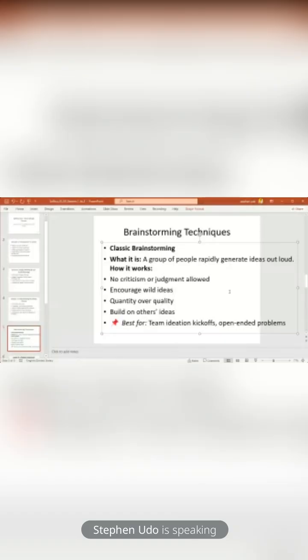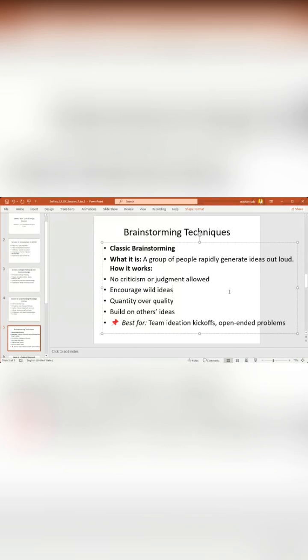It encourages wide ideas, quantity over quality, and building on others' ideas. It's best for team ideation kickoffs and open-ended problems. Don't worry about all this English; you will come to understand these things later.